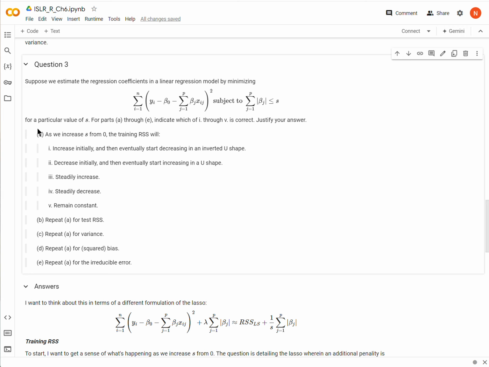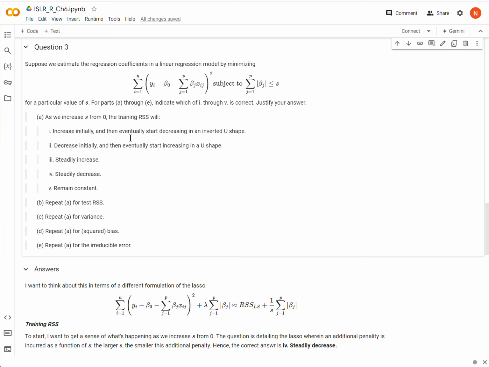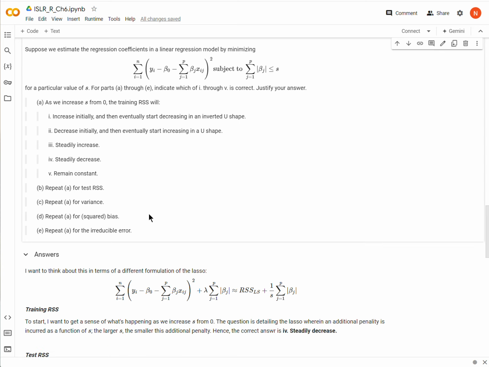For all of these, we're going to look at parts A through E and look at some feature of the fit to the data. Whether that's training residual sum of squares, testing residual sum of squares, the variance, the bias, or the irreducible error, we need to say which of these 1 through 5 is true of A through E. So we'll march through it here.